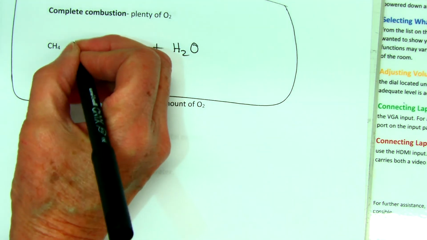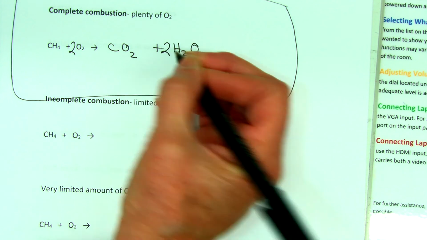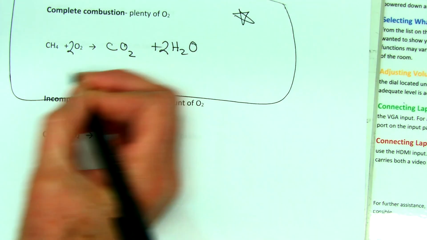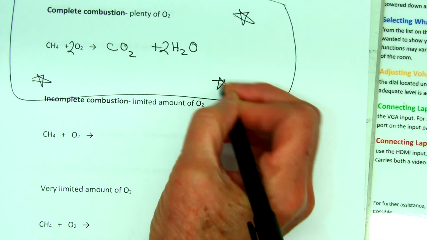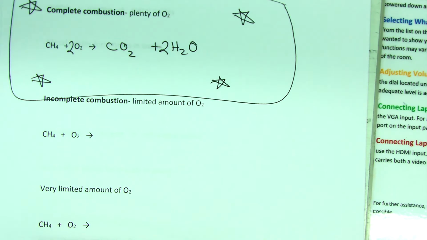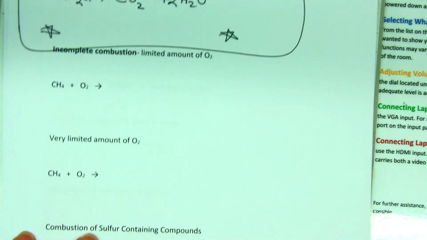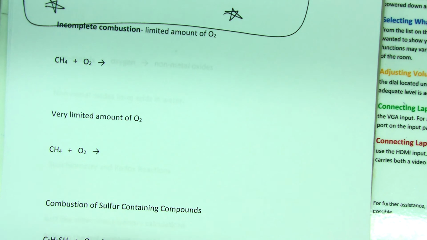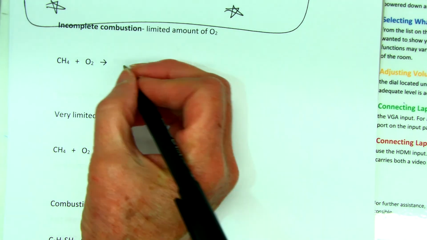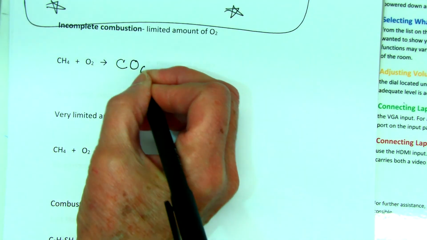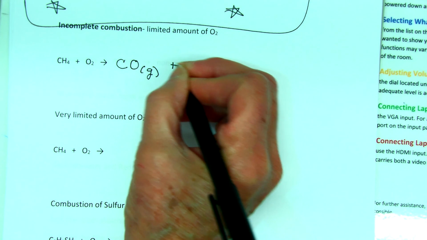To balance this one, we need 2 oxygens and we make 2 water. So this is complete combustion. We assume we have complete combustion most of the time. Incomplete combustion happens when we have limited amounts of oxygen. And when we don't have enough oxygen, we don't make carbon dioxide. We make carbon monoxide gas plus water.